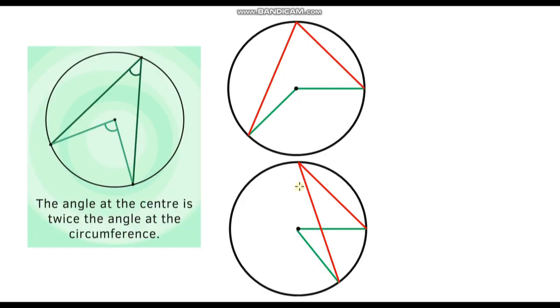Okay, the next circle theorem we're going to have a look at is this one here. It says the angle at the center, which is this angle here, is twice the angle at the circumference. So what we're saying is this is twice as big as this one.